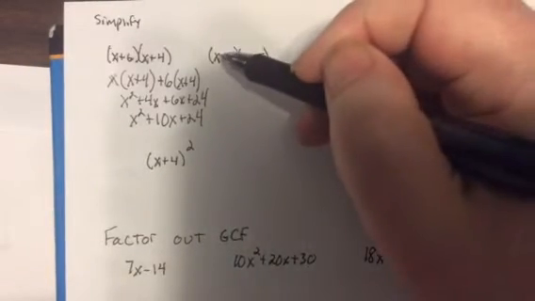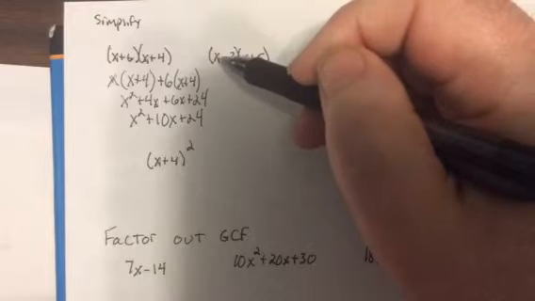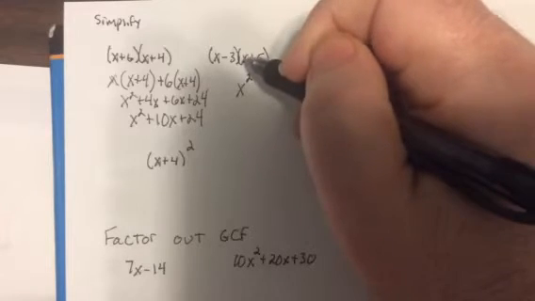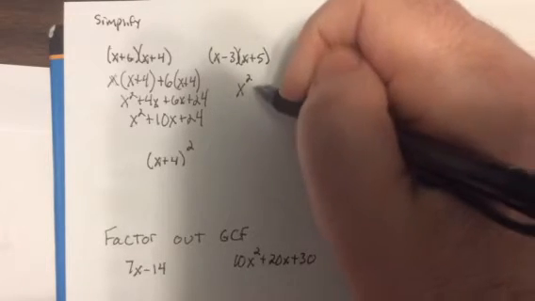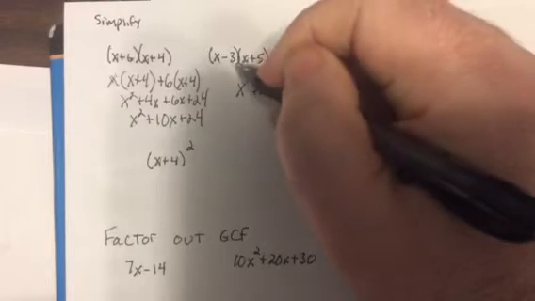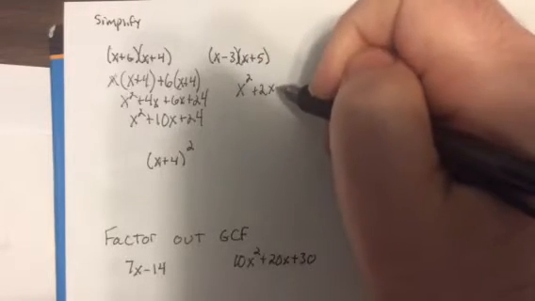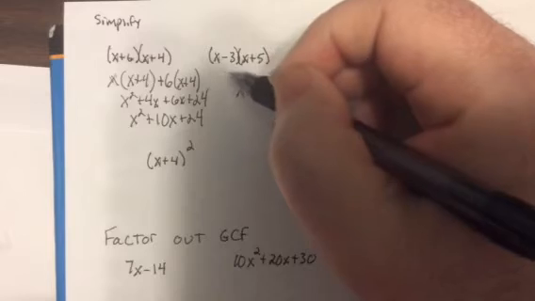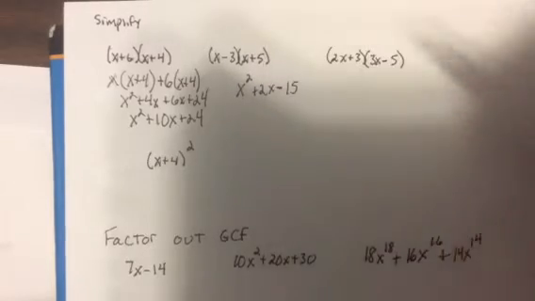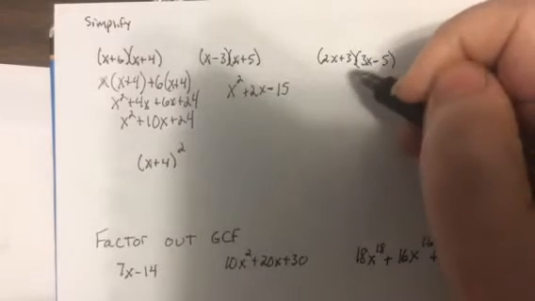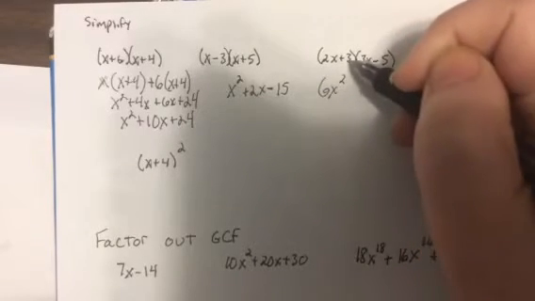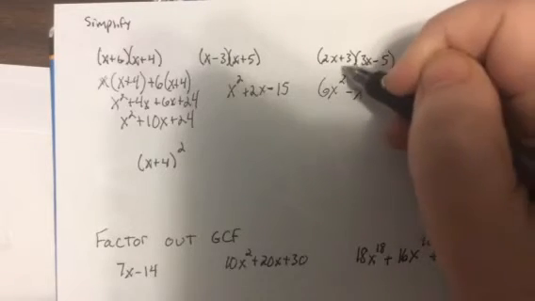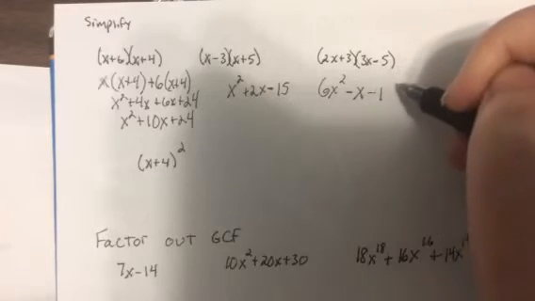Or you could do foiling, which is take this and you go first terms, x and x is x squared. Then minus 3x plus 5x is plus 2x. And then the last term, so negative 3 times 5 is negative 15. So it's first, outer, inner, last. So this one, 2x and 3x is 6x squared. 9x minus 10x is minus x. And 3 times negative 5 is negative 15.